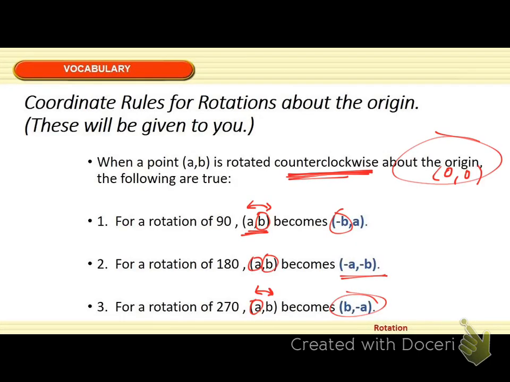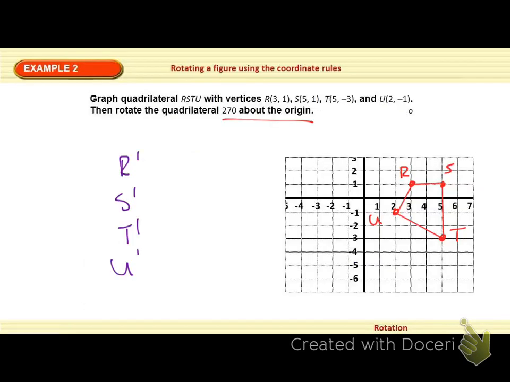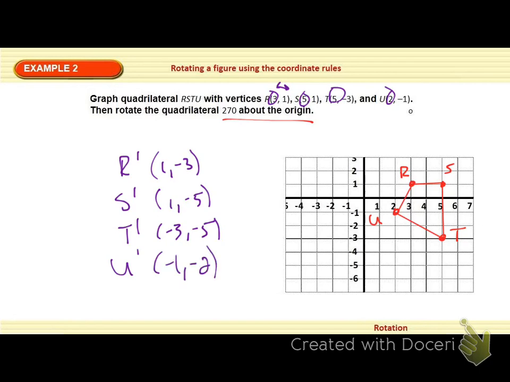And that rule is, for 270 degrees, we change the x-coordinate and then flip-flop them. So change the x-coordinate and then flip-flop them means that R' is going to be at (1, -3). S' is going to be at (1, -5). T' is going to be at (-3, -5). And then U' is going to be at (-1, -2).